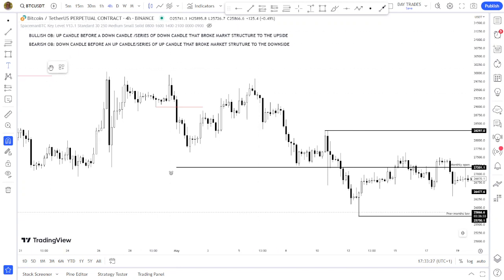We have a bullish breaker, we have a bearish breaker, right? So what's a bullish breaker? A bullish breaker is a bearish order block that failed to hold, right? So once price pushes through a bearish order block, it becomes a bullish breaker. So let me quickly illustrate that.